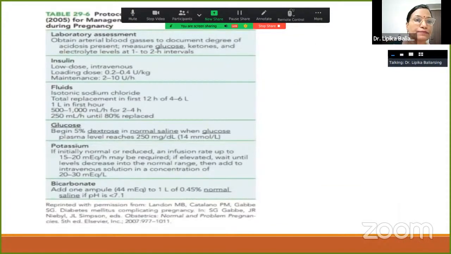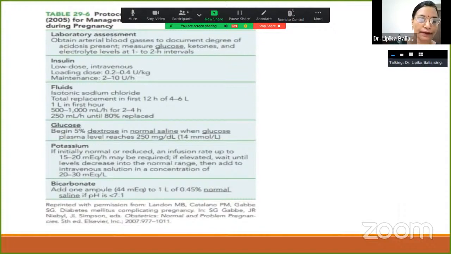So coming to the management of DKA during pregnancy, as we know the pathophysiology, how it happens, now we have to look for arterial blood gas measurement, glucose, ketones and electrolyte levels, checked at 1 to 2 hour intervals. And the treatment is insulin, fluids, and glucose, potassium and bicarbonate. Insulin is always given as low dose.